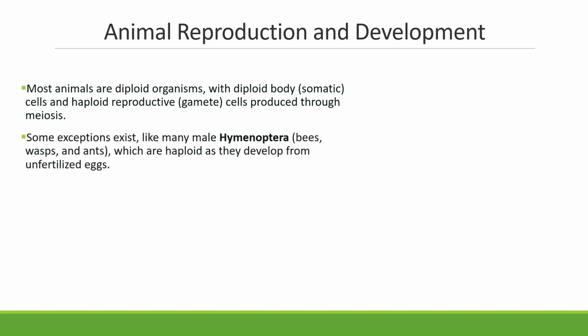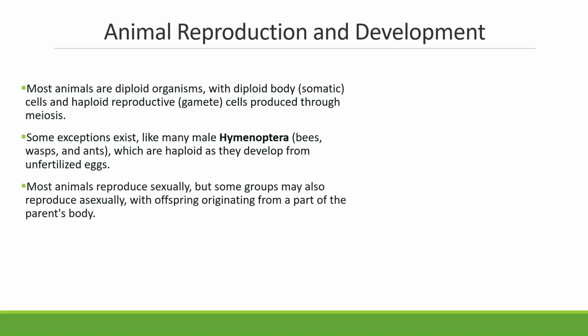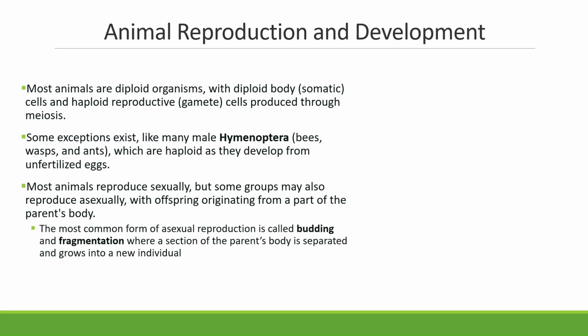For example, male hymenopterans, which includes bees, wasps, and ants, develop from unfertilized eggs, and they remain haploid for their entire lives. Most animals reproduce sexually, yet some groups can also reproduce asexually. In asexual reproduction, a portion of the parent's body separates and grows into a new individual through budding or fragmentation. These two modes allow animals to balance rapid population growth with genetic diversity.